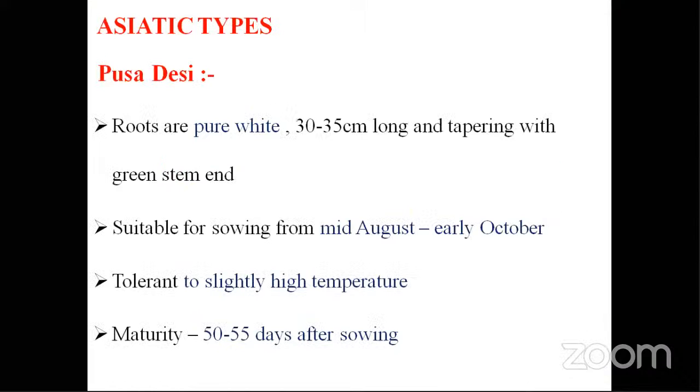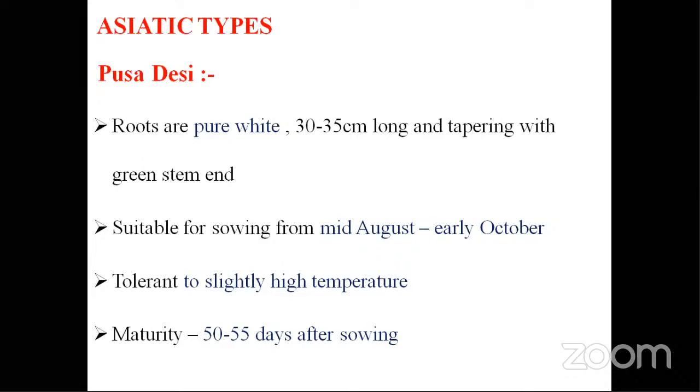And nextly varieties of radish. So coming to radish, we have the same here also, the Asiatic and European. In Asiatic we have Pusa Desi, the roots are pure white. So our roots are generally very white in color compared to the European type. Our roots are pure white with 30 to 35 centimeters, very long, because on our Asiatic side the roots can grow very long, and if it is radish, it grows so robustly, even bigger than a leek.